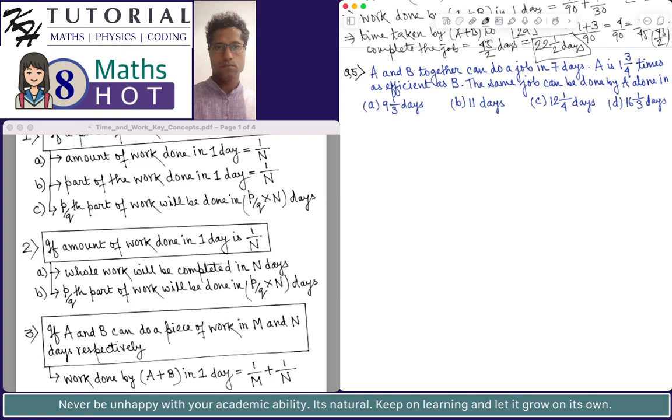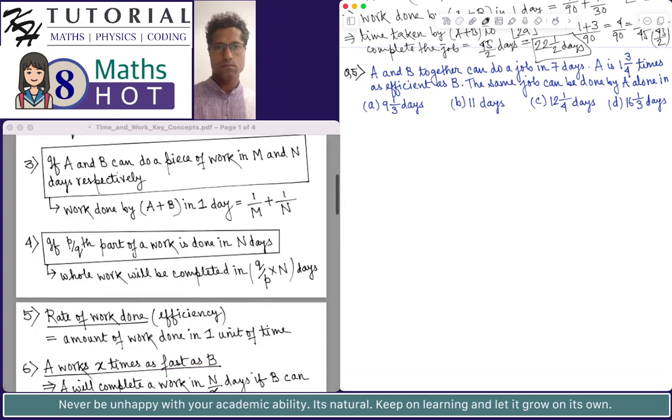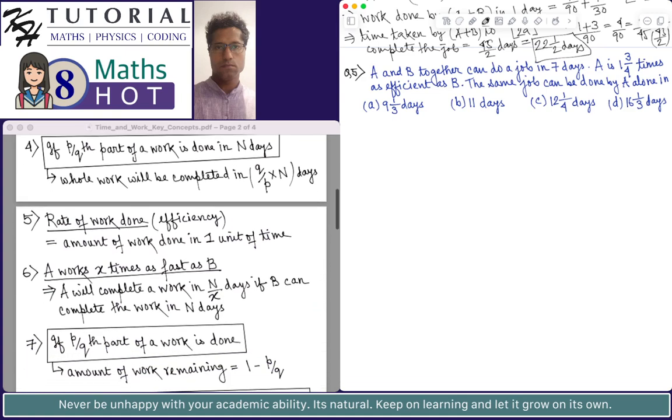So the efficiency of A is 1 and 3 by 4 times as B. Now efficiency, as we know, is the amount of work done in one day. So efficiency of A will be the amount of work done by A in one day. Also the efficiency of B will be the amount of work done by B in one day. I hope there is a concept. Rate of work efficiency is amount of work done in 1 unit of time.